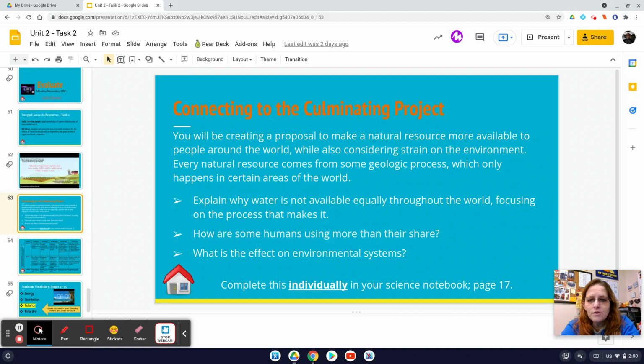What geologic process? Remember, the geologic processes are those processes like plate tectonics, ice flows, glaciers, mountain formations, hill formations, river valley formations. Those are things that the earth provides through geologic processes. And they only happen in certain parts of the world. Why is that? Because of plate tectonics. Okay, we learned that in the first quarter. So what I want you to do today is think about that specific information and explain why water is not available equally throughout the world, focusing on the process.